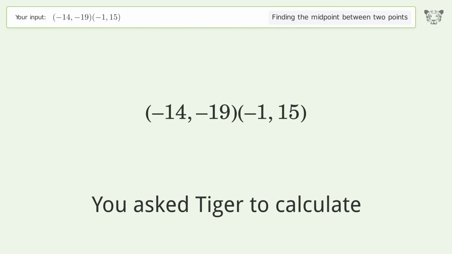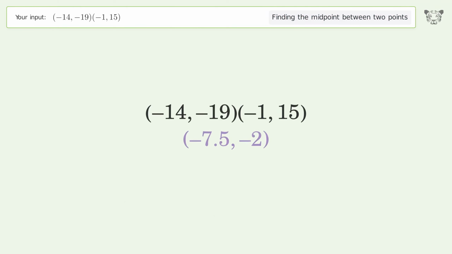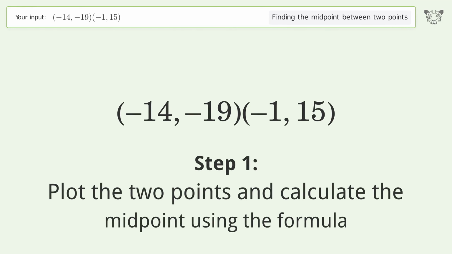You ask Tiger to calculate. This deals with finding the midpoint between 2 points. The midpoint between the 2 points is -7.5, -2. Let's solve it step by step. Plot the 2 points and calculate the midpoint using the formula.